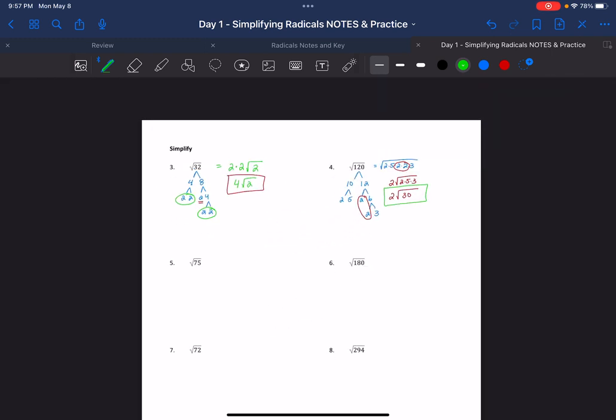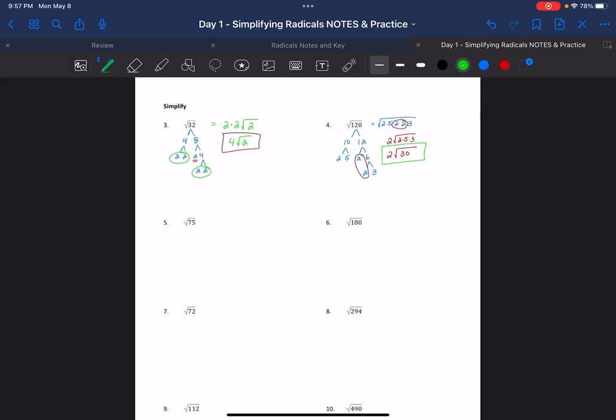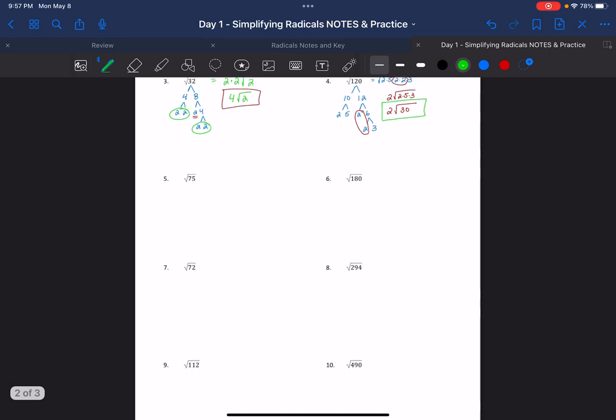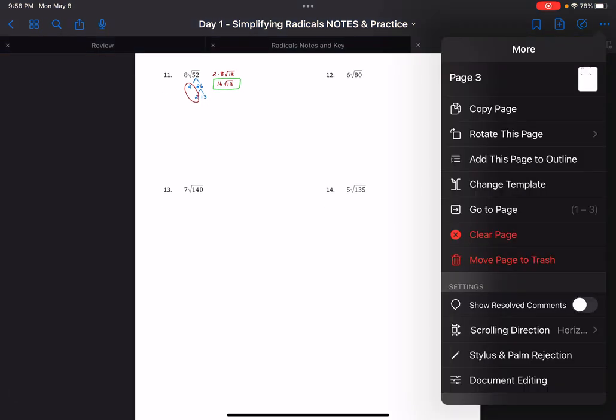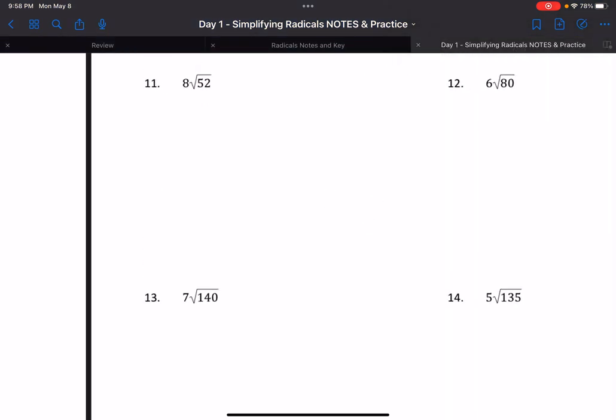All right, go ahead and give 5, 6, 7, 8, 9, and 10 a try. Once you finish those, please bring them to Mr. G or myself, because we will mark this off as your homework for today, okay? But I want to show you one more example on the final page. So if you go here, let me clear this page here. Let's show you one more example.